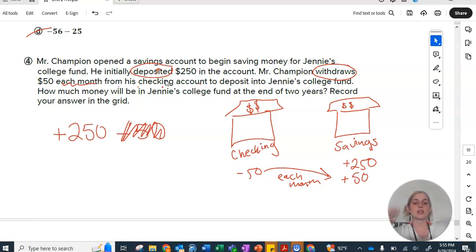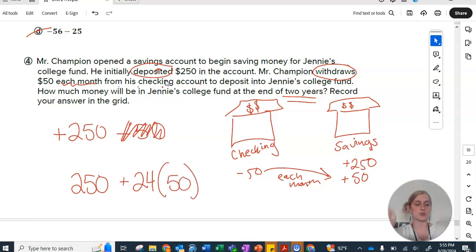How much money will be in Jenny's college fund at the end of 2 years? First thing you need to know is how many months are in a year. 12. So 12 months in 1 year, that means 2 12s, that's 24 months. So we start with $250 in the account, and then for 24 months, we're going to be adding $50 each month. Each is a multiplicative word, means that we're going to be doing 24 times 50. And if you know your order of operations, like we've talked about, you multiply first, so you get this answer first, and then you can add 250 to it.